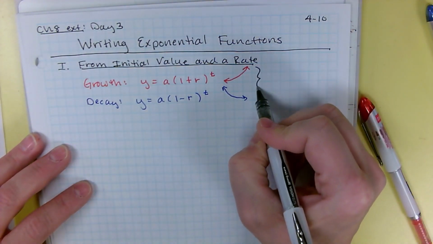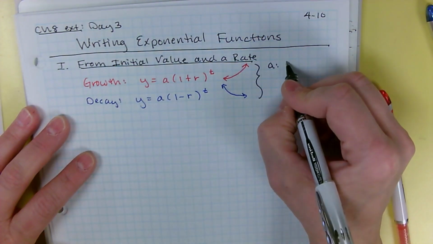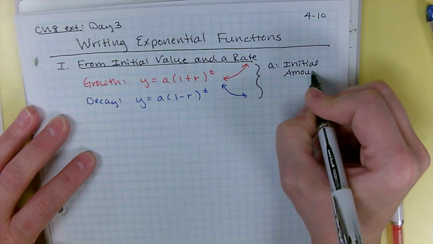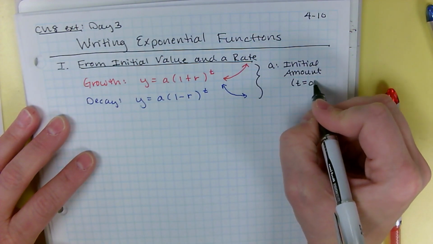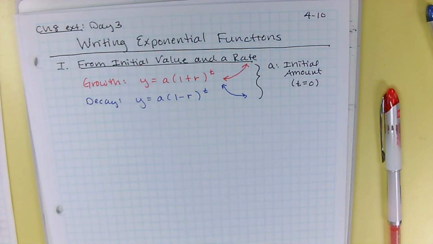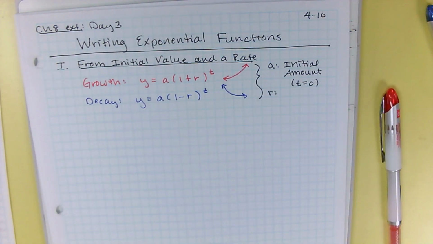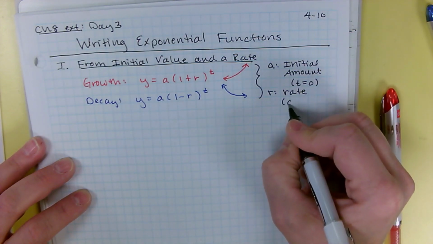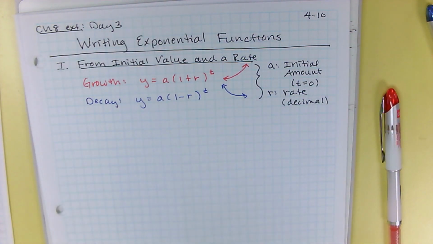For both growth and decay, the a value is your initial amount. And by initial, we mean when time t equals 0. How much did you start with? In both equations, the lowercase r is the rate, and the rate is in its decimal form. So it's a percentage rate of growth or a percentage rate of decay.